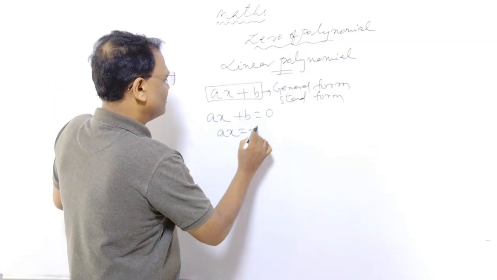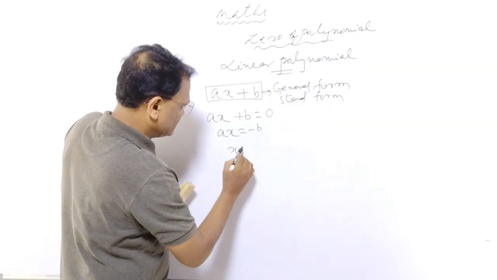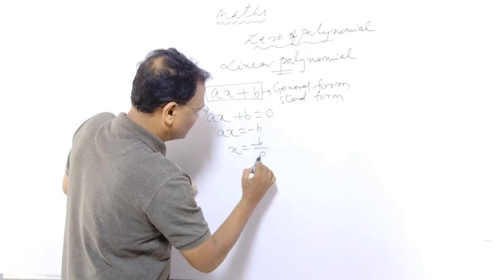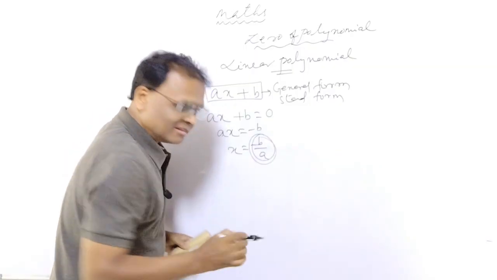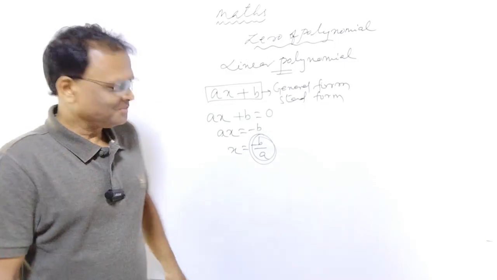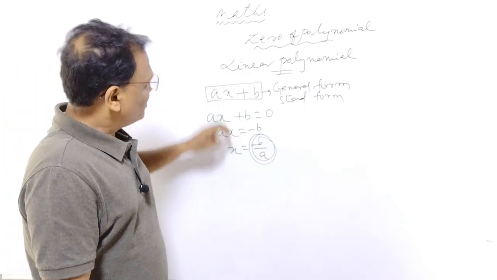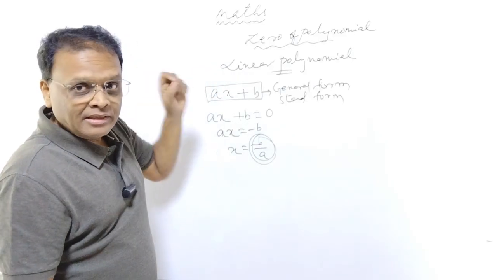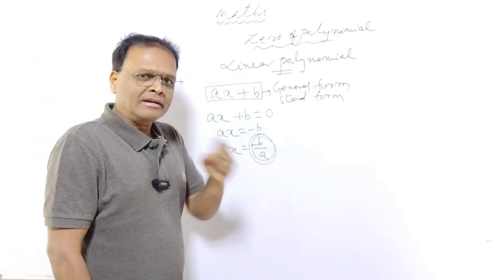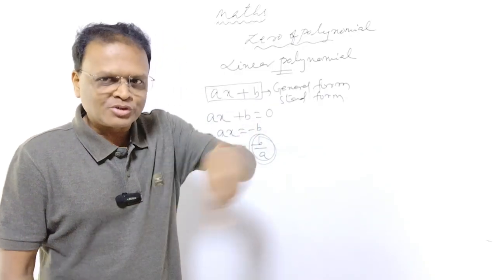x is equals to minus b plus b becomes minus b. X is equals to minus b by a. This is the 0 of the polynomial. Because x value what I got? I got x is equals to minus b by a. Because instead of this x, if I write this value, definitely this linear polynomial will become equals to 0.